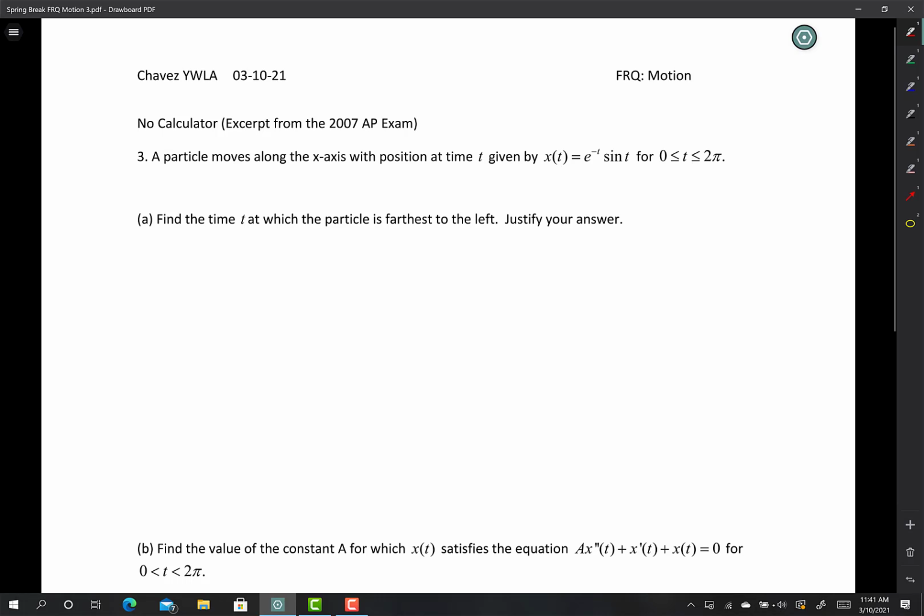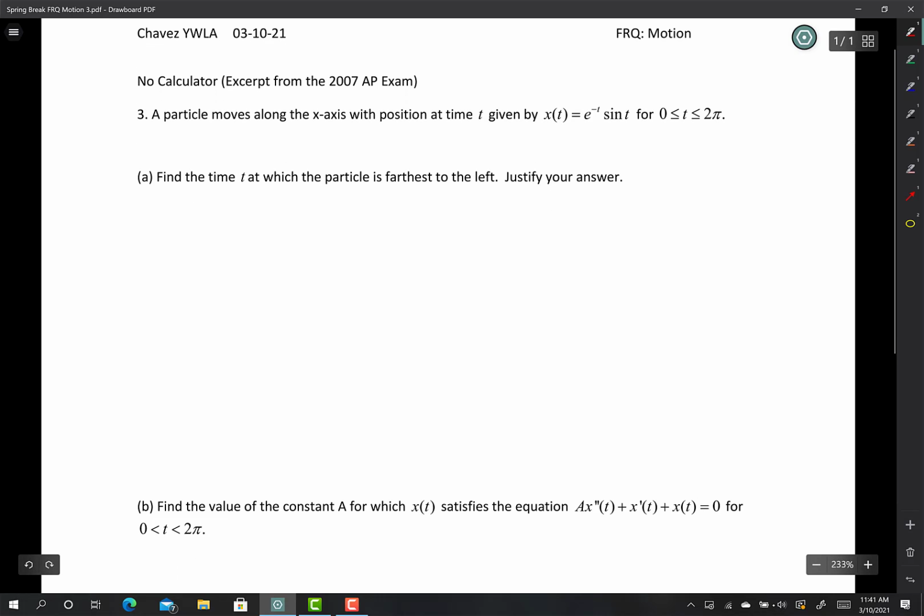We got another motion problem. This one's a no calculator one from the 2007 AP exam. I haven't had a chance to look at the rubric yet, so we'll look at it together in a little bit. So let's go ahead and see what this one's about.